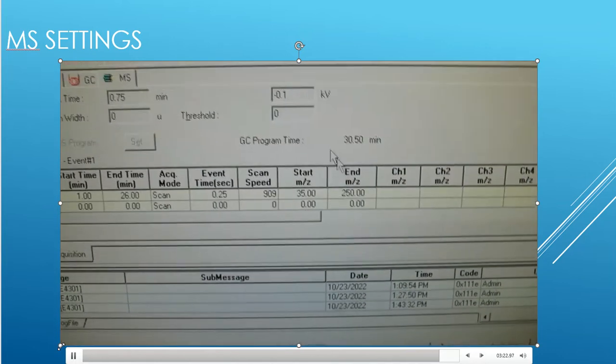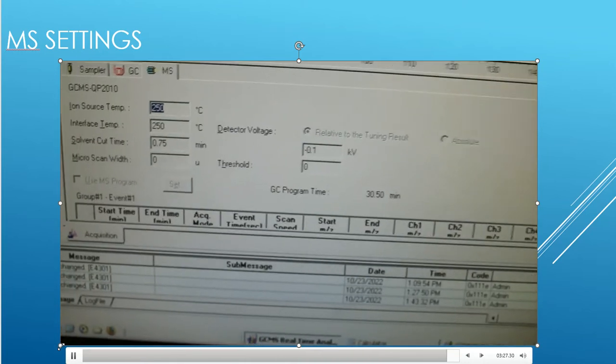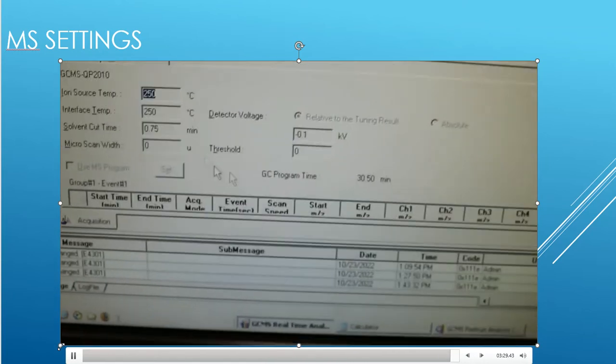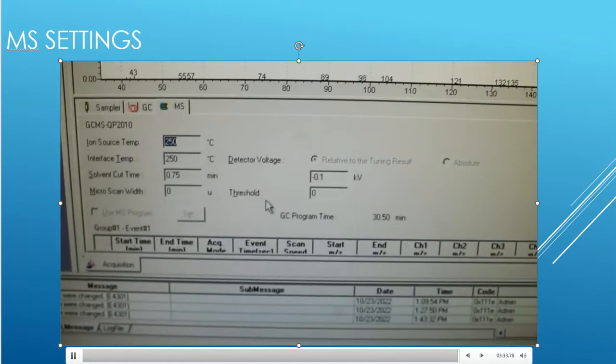All right, so a little bit about the MSZ, the MS tab in the software. Nothing too complicated here, just a few settings that as a user I have to know something about.